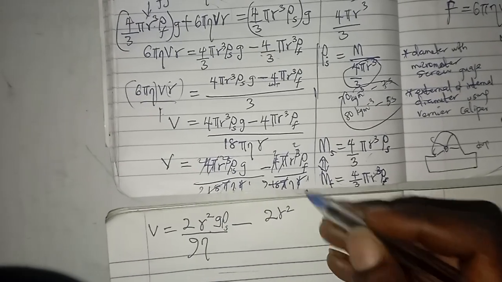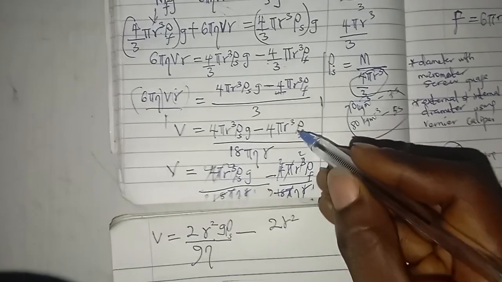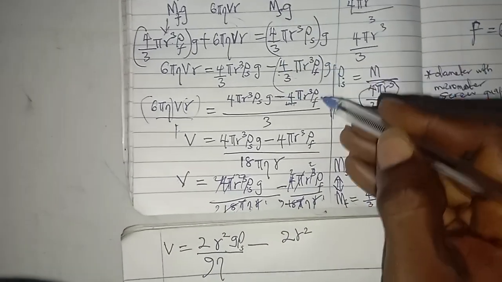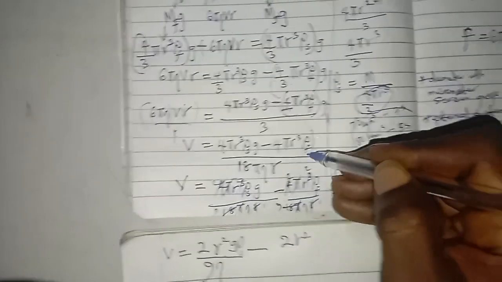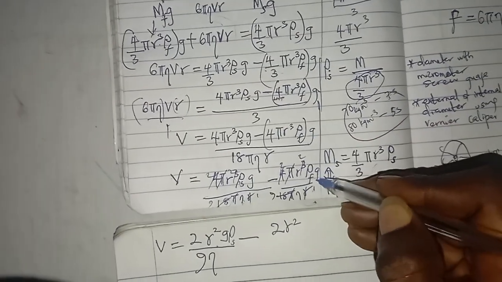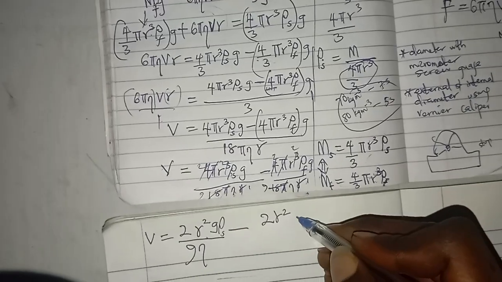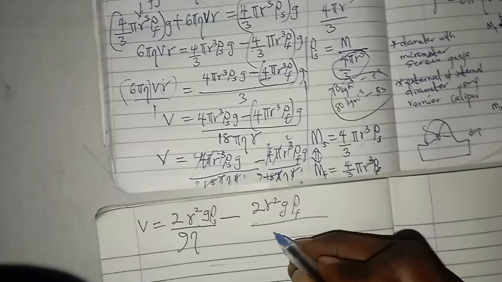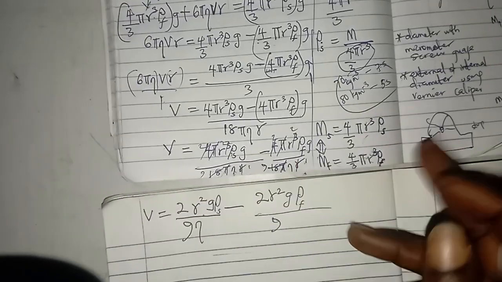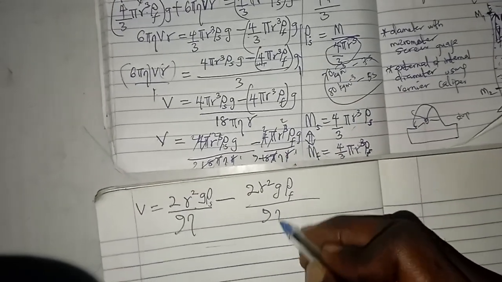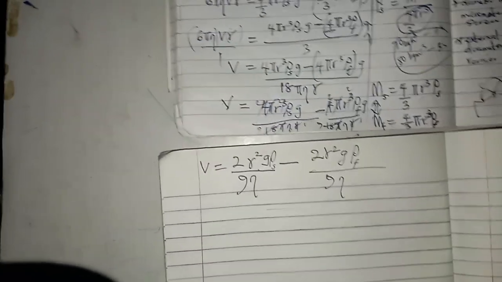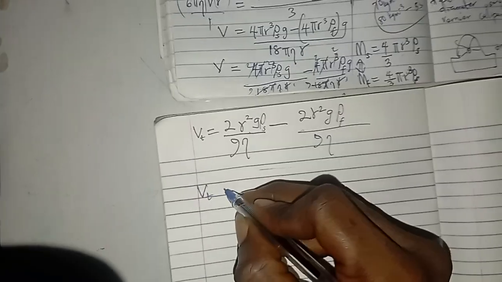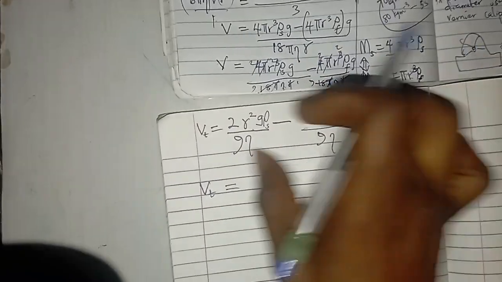Remember that everything here is having this g, so I'm now having g rho f. Multiplication is distributive, I can do it moving anyhow. This is 9, this is eta. If you see this now, because I already know this is terminal velocity, Vt will simply be equal to this. This is the final answer.